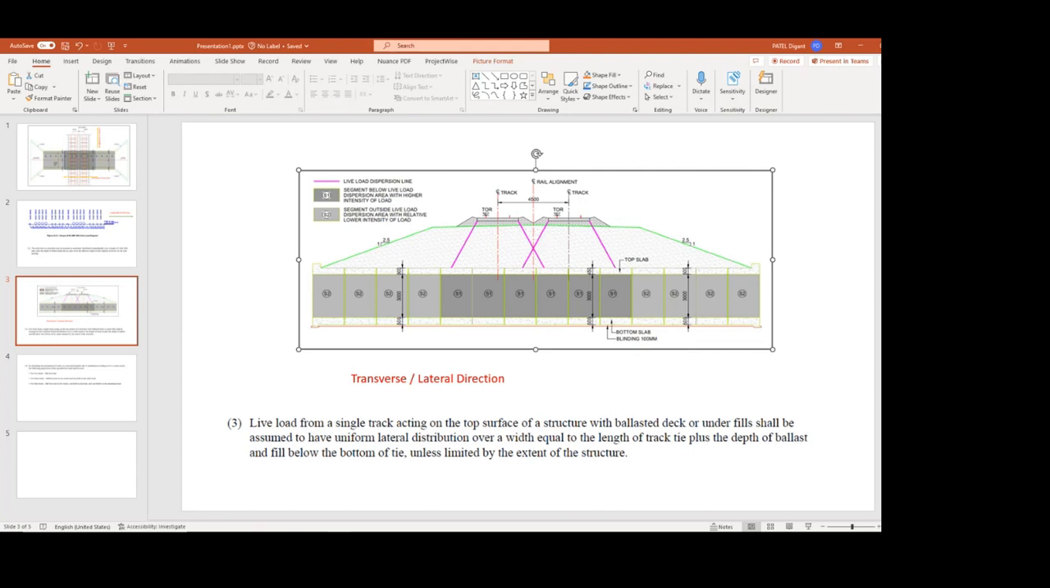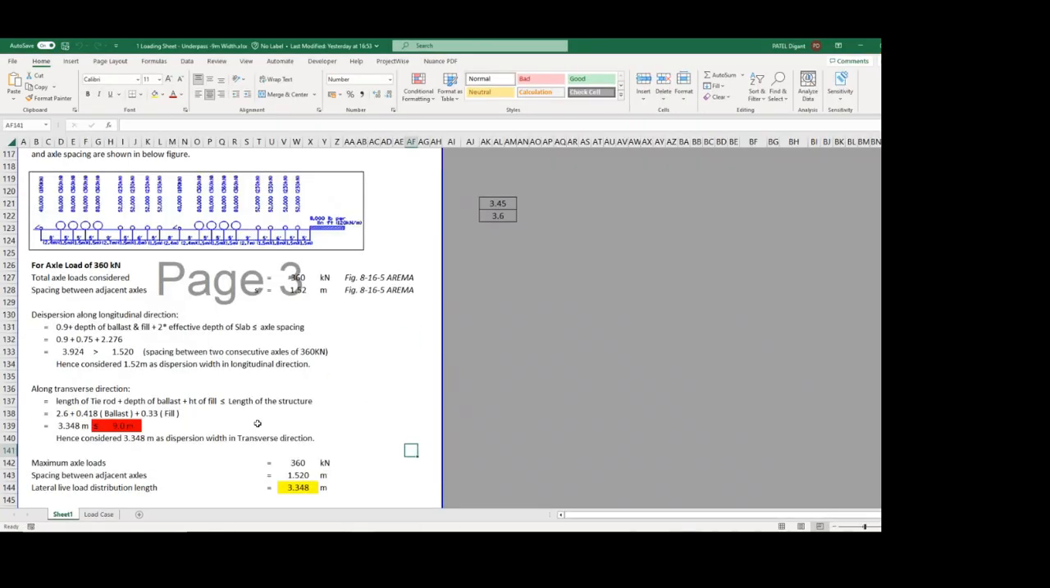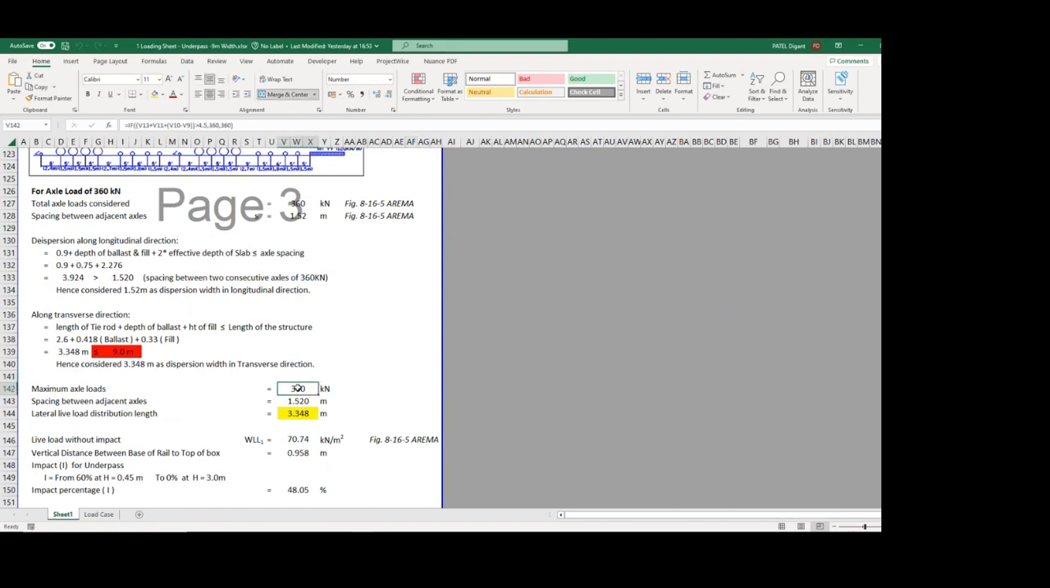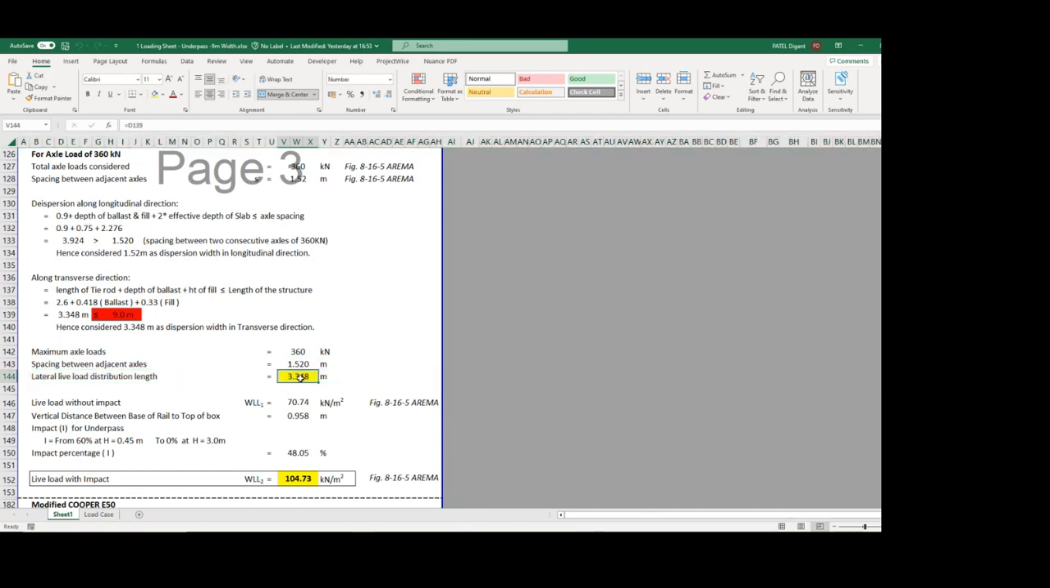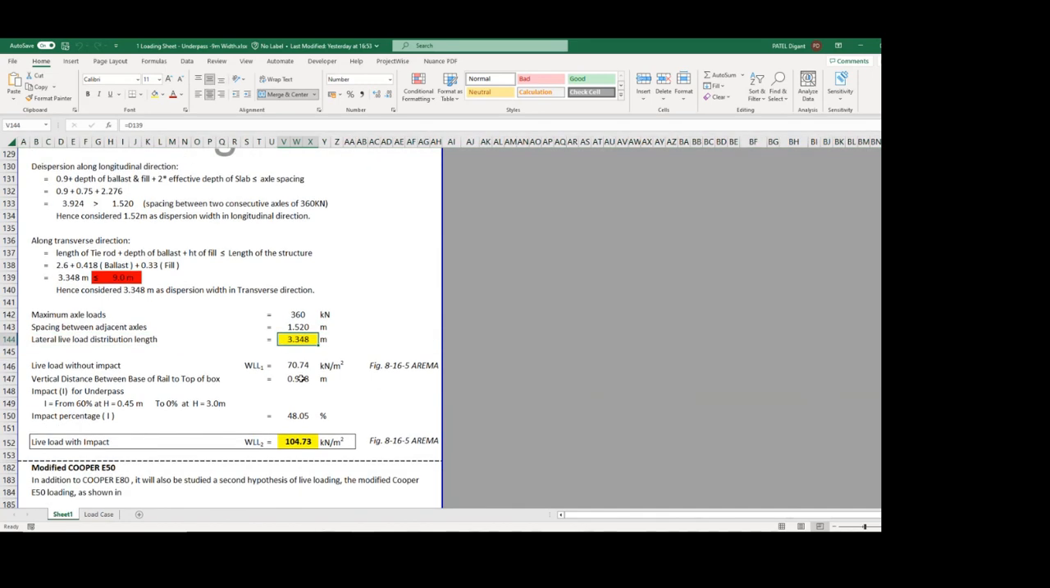So basically what will change? Here, the 360 will be changed, the equation is given. So 360 will be changed to 720, and the distribution in the lateral direction will be of two tracks. And we have to apply this intensity for two tracks.